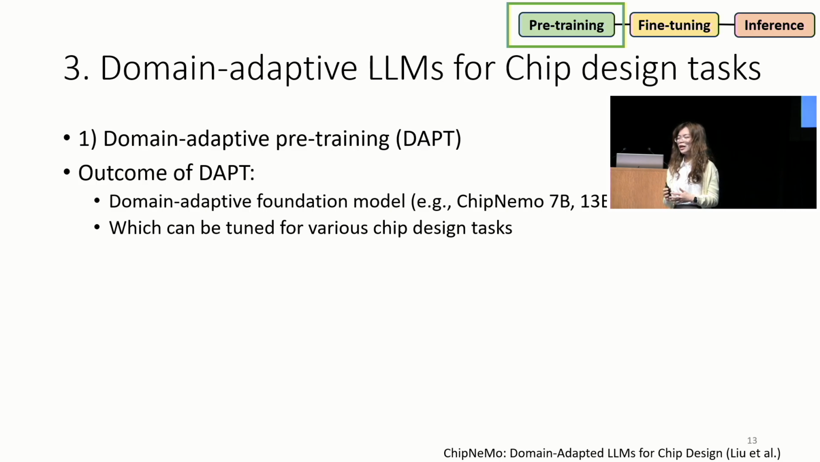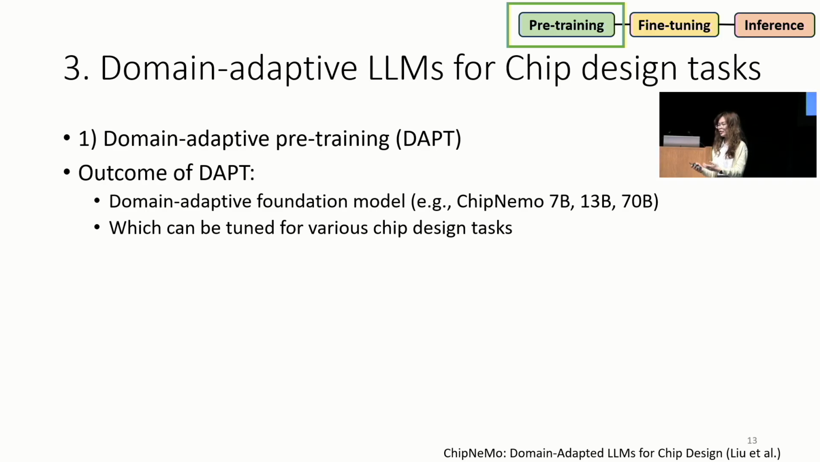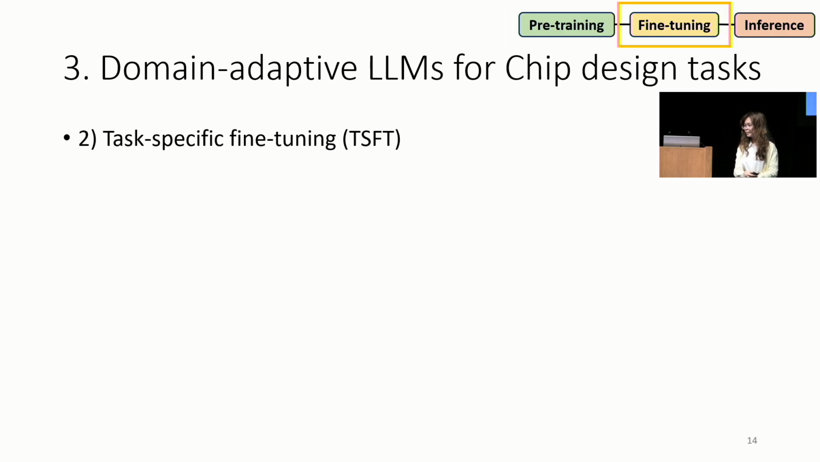After that, the outcome of domain adaptive pre-training is that we can obtain a domain adaptive foundation model. And if you pre-train different versions of the foundation model, you can also have different versions with various numbers of parameters. Also, this model can be further tuned for different chip design downstream tasks.